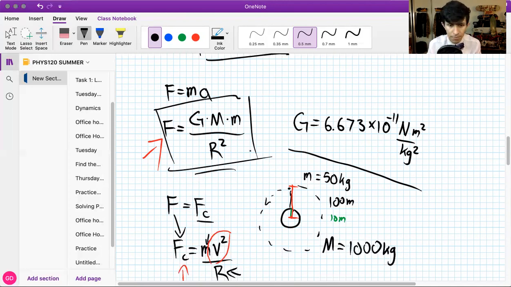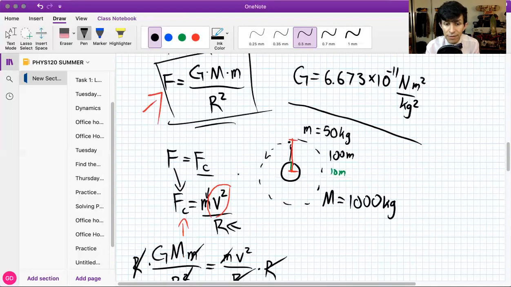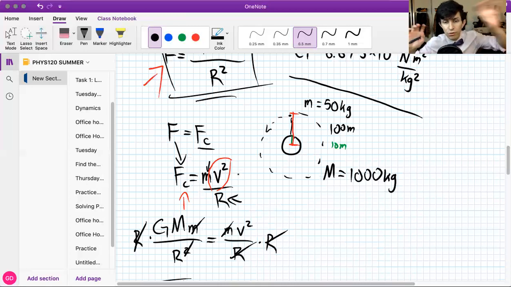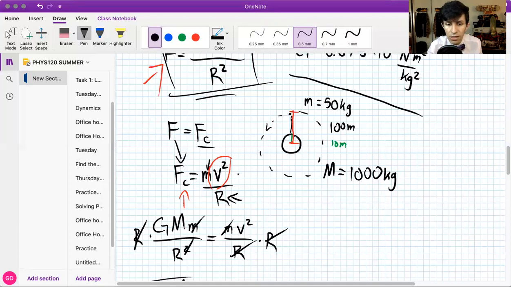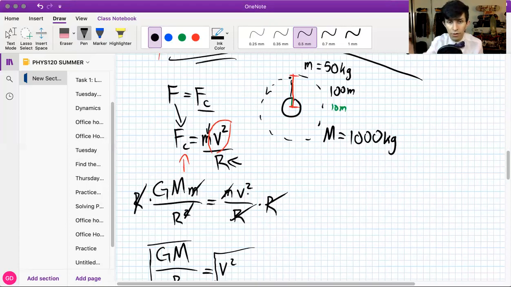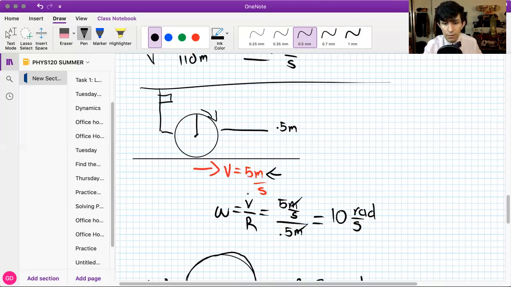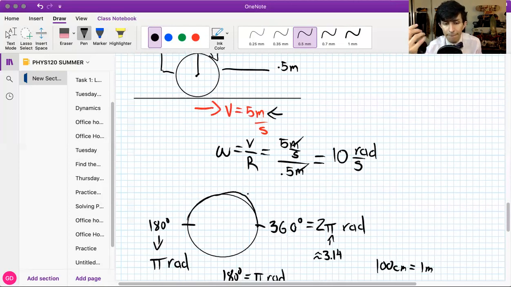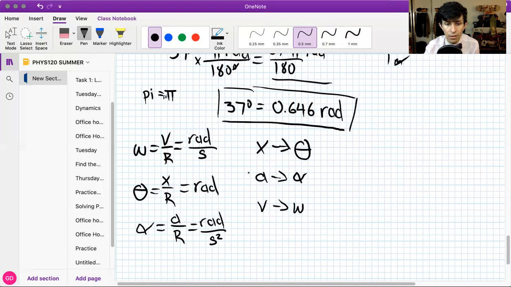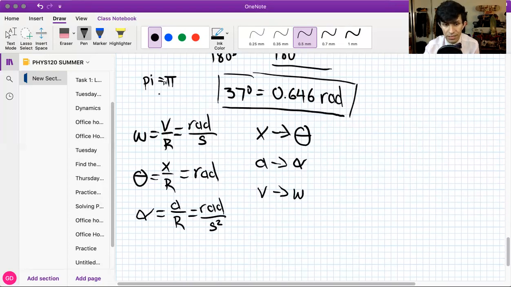Keep that in mind. So then after we talked about this, I gave you guys an example of how you can connect the centripetal force and the universal gravitational force to get information. In this case, the velocity to go in a perfect circular orbit. And then after that, we went on to rotational counterparts to the linear acceleration, velocity, and position, which are angular velocity, theta, and alpha. And here's the relation.